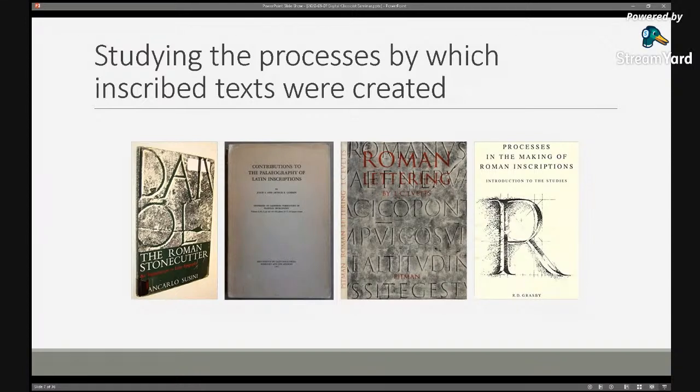Evetts, this book here, is a study primarily of an inscription on Trajan's column, and he looks very, very closely at letter forms. And then Richard Grasby on the right-hand side looked at processes of creating Roman inscriptions from the perspective of somebody who himself was a letter cutter. So he had a lot of expert knowledge of letter cutting by hand, and he applied that to analysing Roman inscriptions. And we'll meet some of these as we go along.